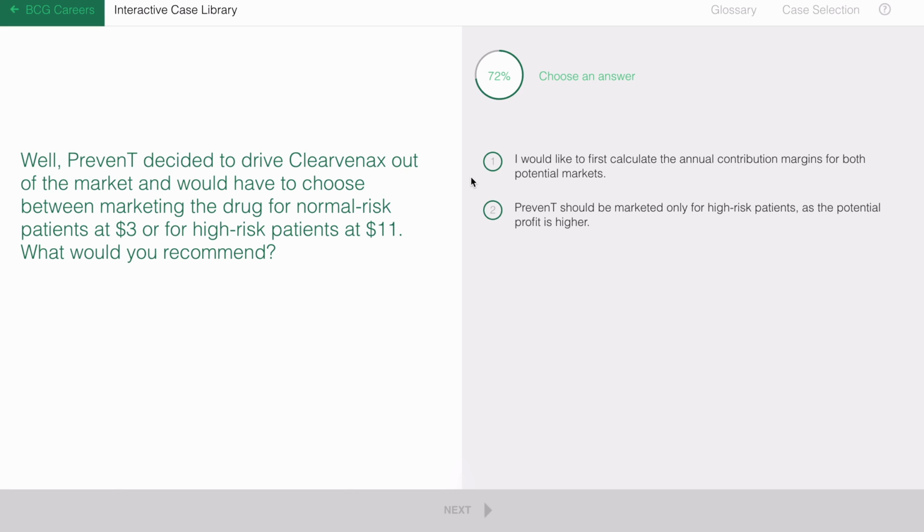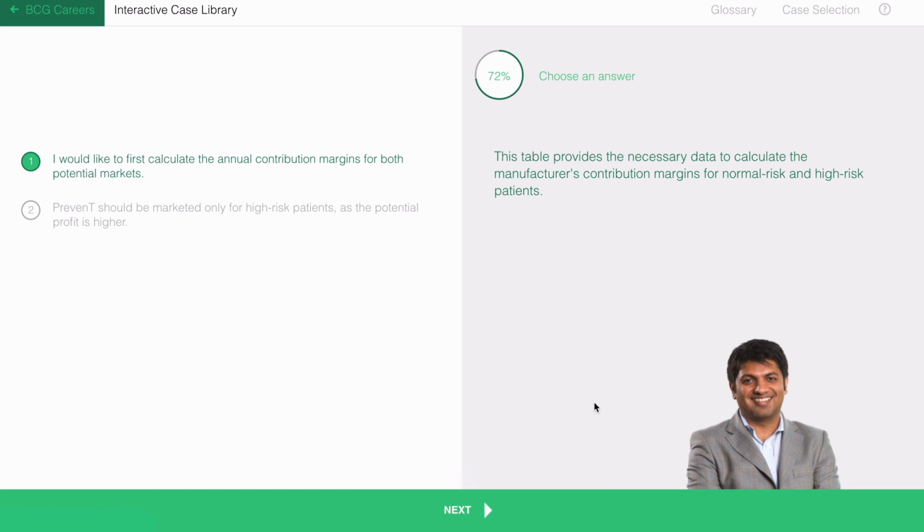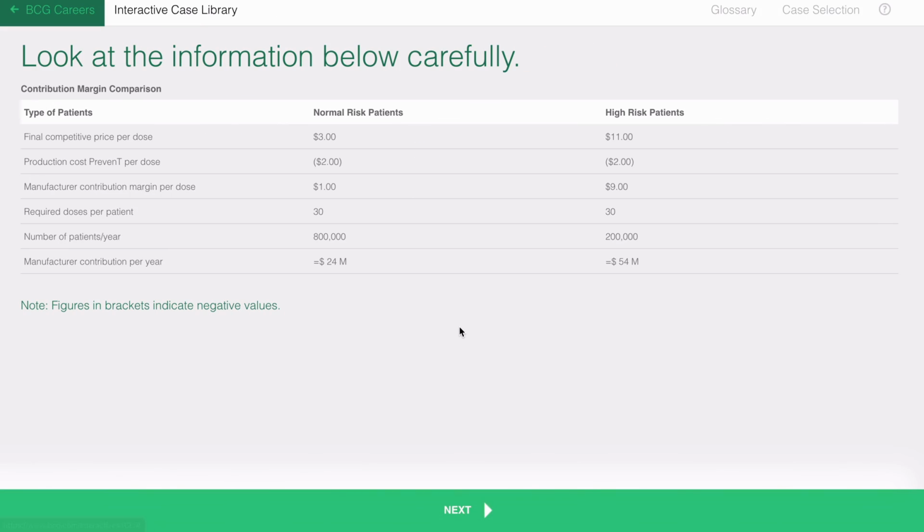Looking at answer choice 1, it suggests that we want to calculate the annual contribution margins for both potential markets. Definitely agree with that. Answer choice 2 says Prevent-T should be marketed only for high-risk patients. So again, we don't have any data to back that. We actually need to do the math and calculations to figure it out. So we'll go with answer choice 1 here. This table provides the necessary data to calculate the manufacturer's contribution margins for normal-risk and high-risk patients. Okay, let's take a look.